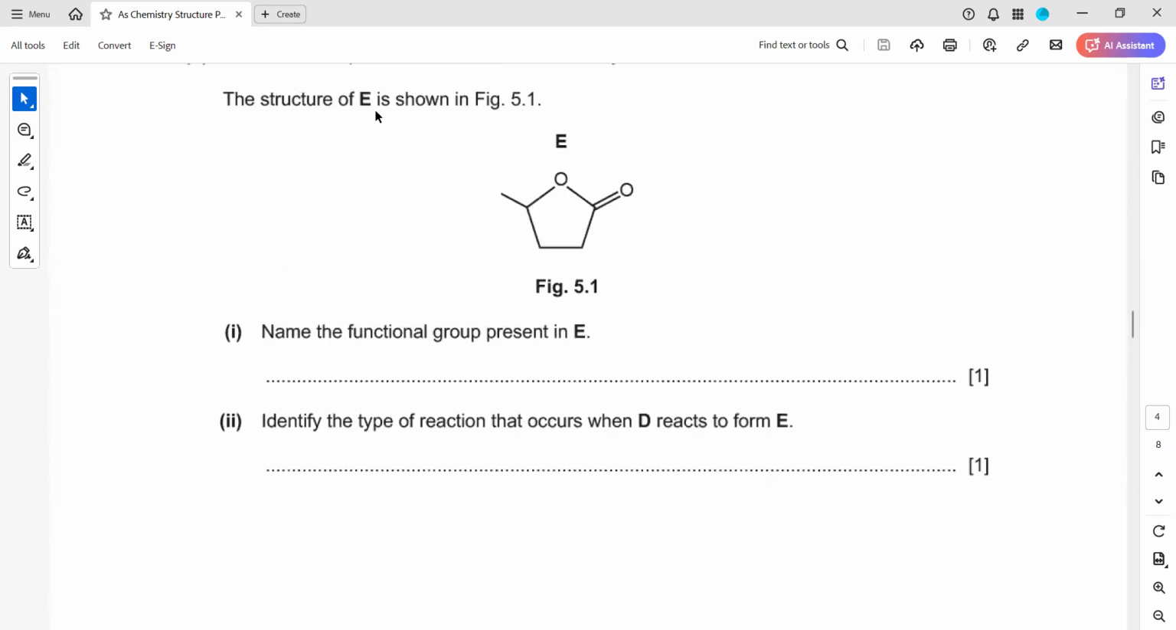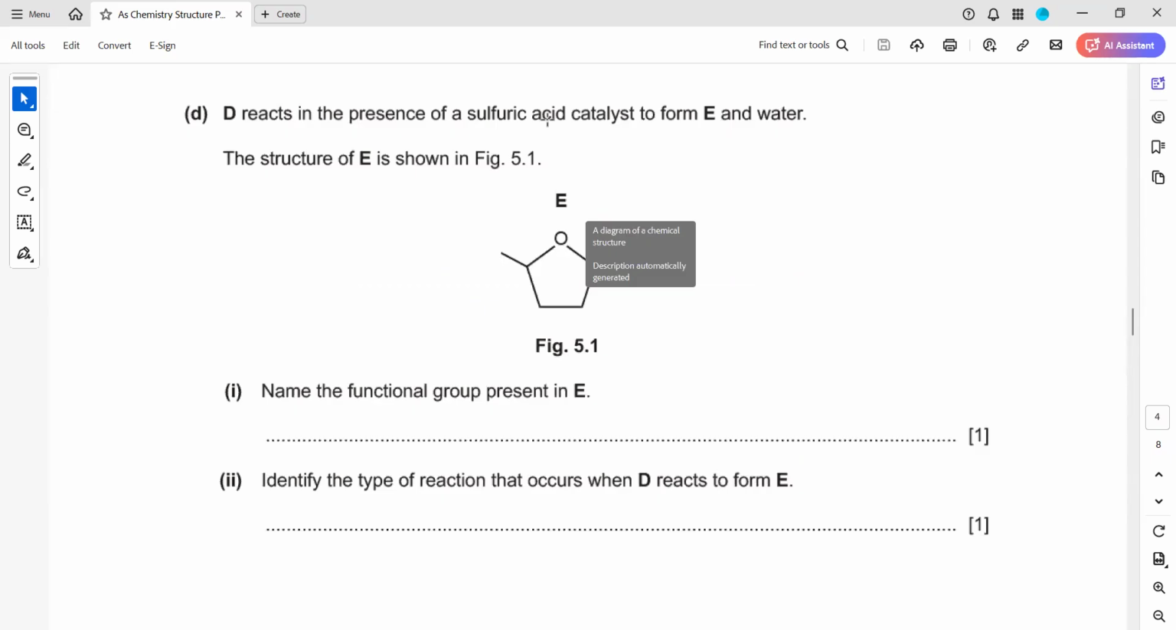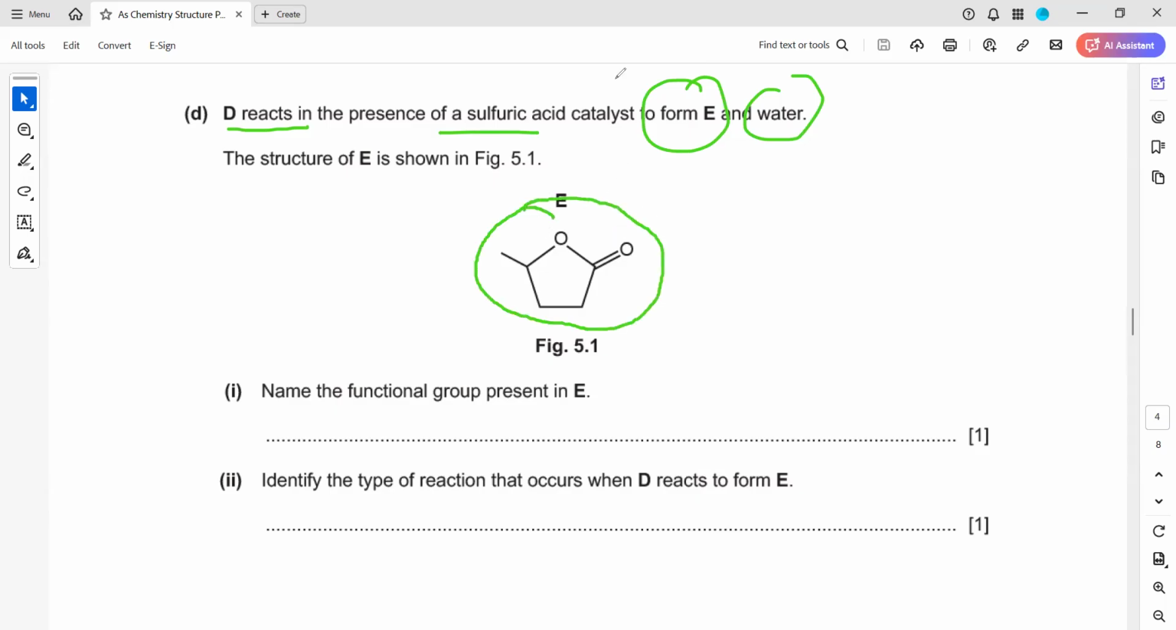Draw the structure of D. So it looks like a cyclic compound. They mention D reacts in the presence of sulfuric acid and forms E, with water as a product. Sometimes a molecule may react within itself. Because the whole structure is linked with each other and there is no other reactant, if I open this structure, if I break it down from here, what will happen?